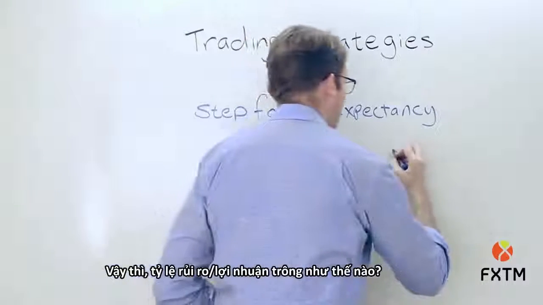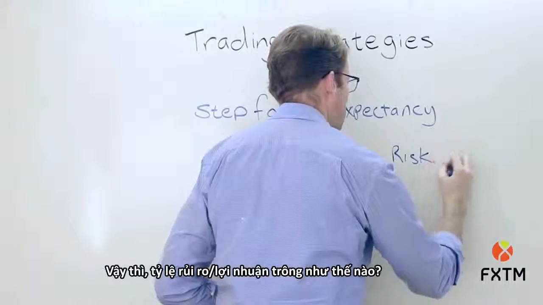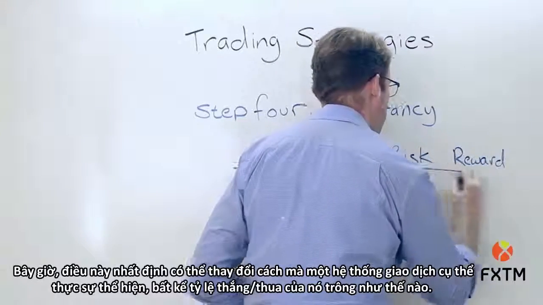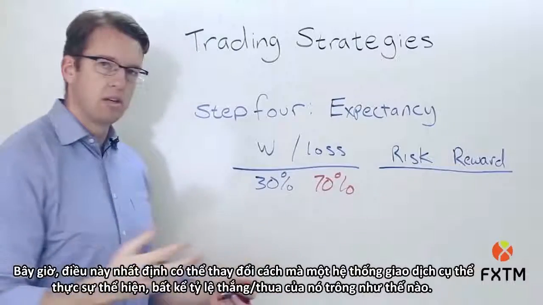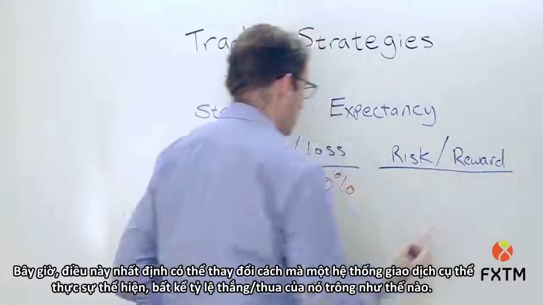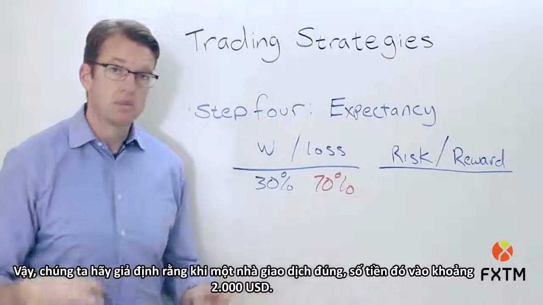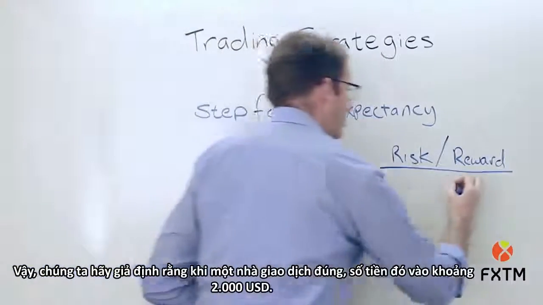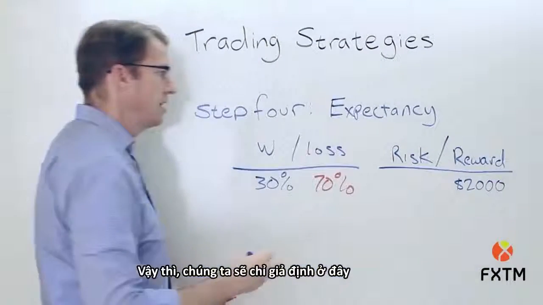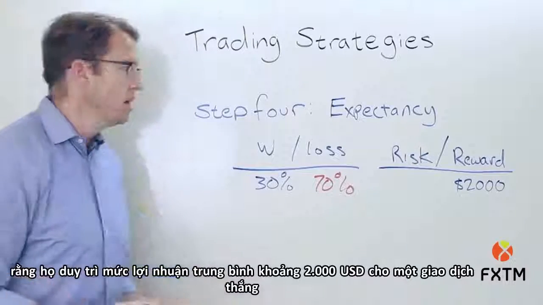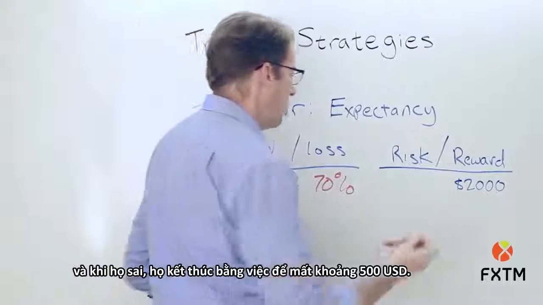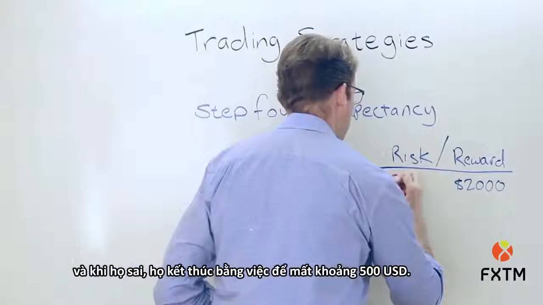So what does the risk to reward look like? This can definitely change the way that a particular trading system is performing, regardless of what its win-loss ratio looks like. So let's say that when a trader is right, they're right to the tune of about $2,000. Hypothetically, they stand to be rewarded on average about $2,000 for a winning trade. And when they're wrong, they wind up losing about $500.